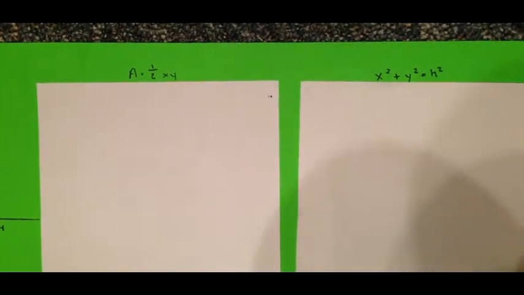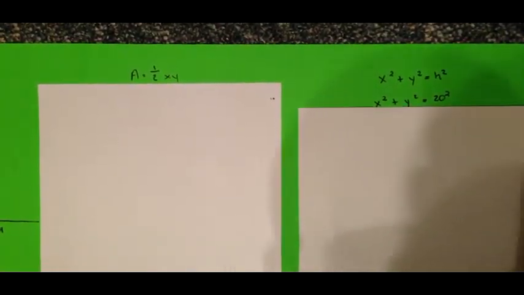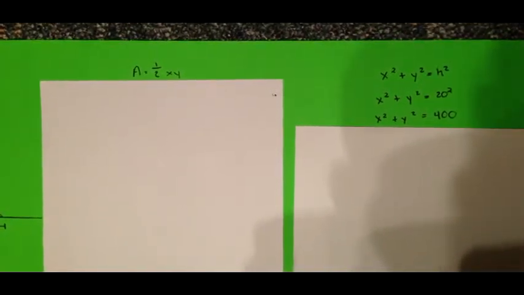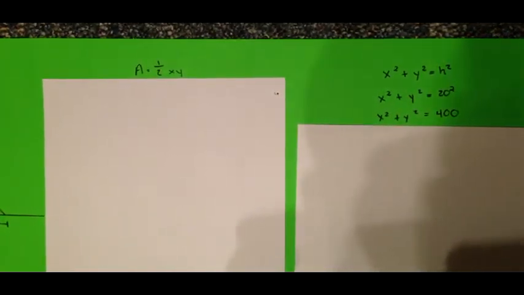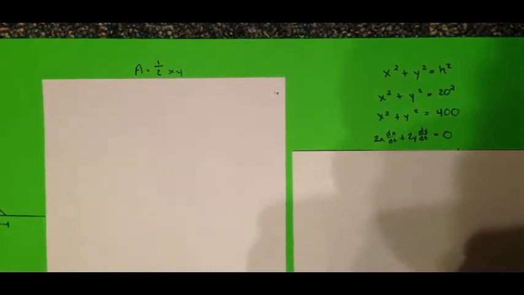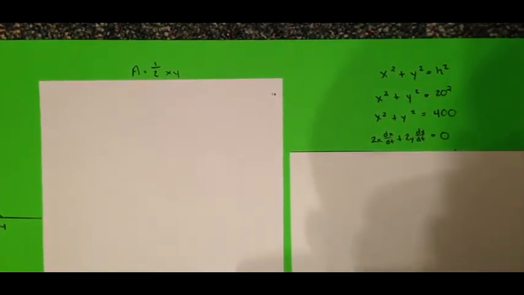Now we already know h, that's 20, so we're going to go ahead and plug that in, and also square it as well. So it's going to be x squared plus y squared equals 400. Once we get to this point, we're going to go ahead and differentiate. We get 2x dx over dt plus 2y dy over dt equals 0.